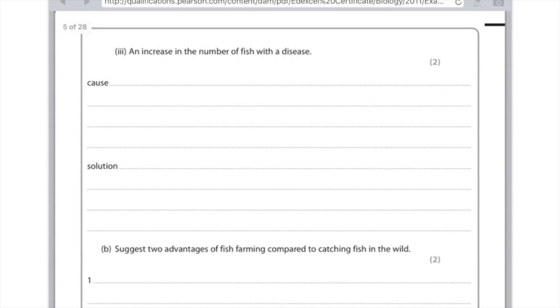An increase in the number of fish with disease. So the likely reason for that is due to overcrowding. So we want to stop that by removing infected fish, or just keep less fish present actually.